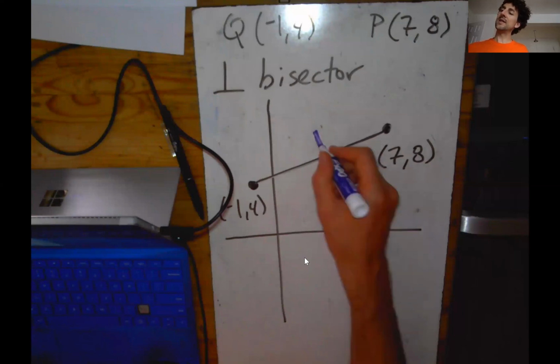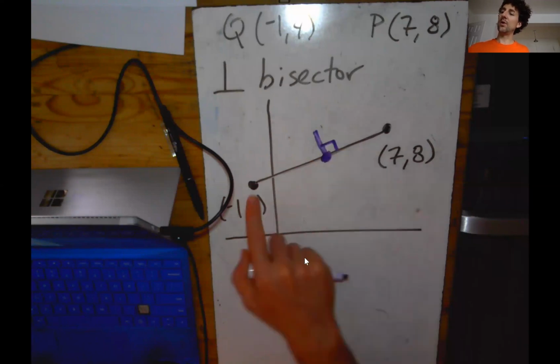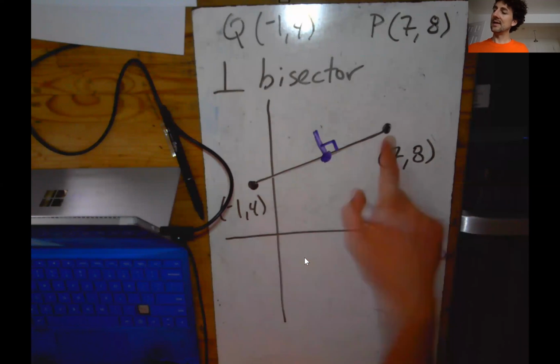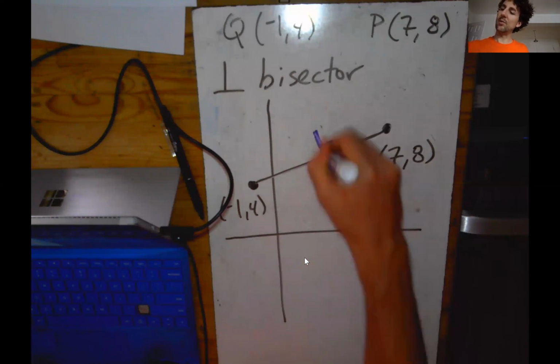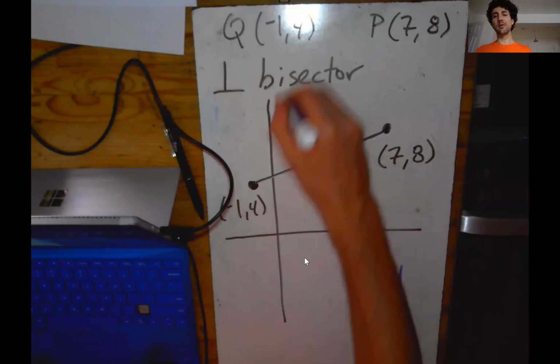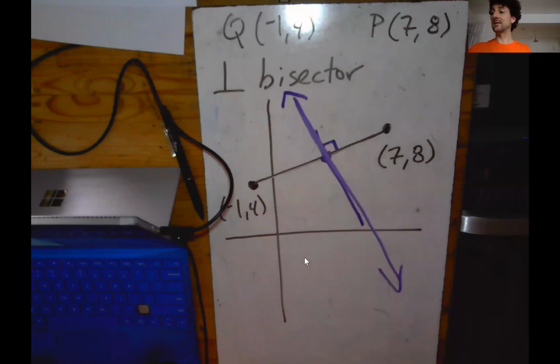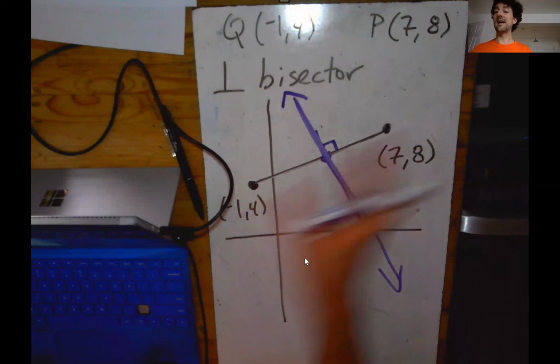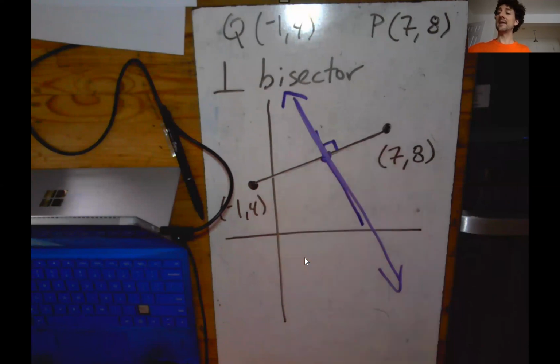The other thing is we need to find the midpoint between (-1, 4) and (7, 8), and that will tell us the point that we need to write the equation of the line through in order to bisect, cut in half, this line segment at a right angle.